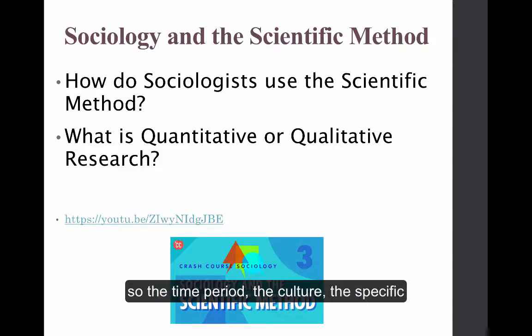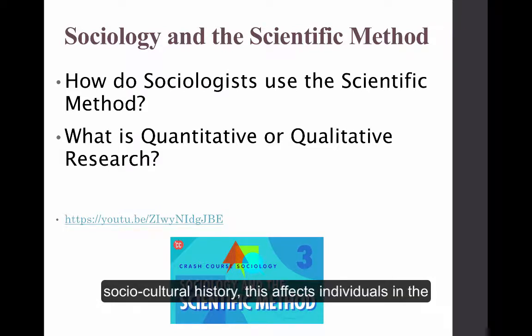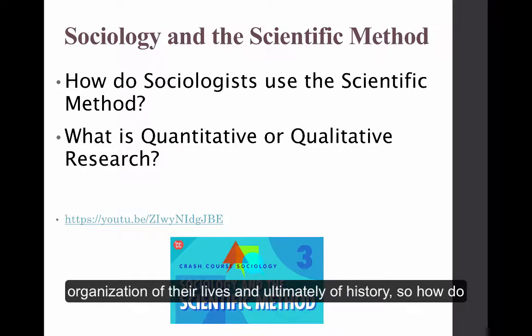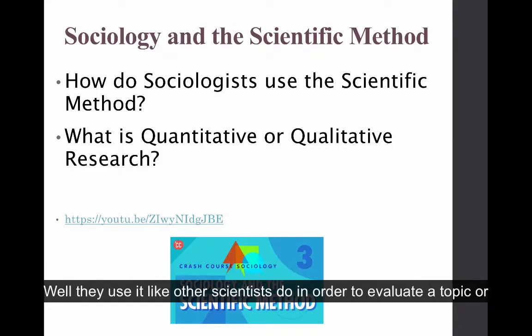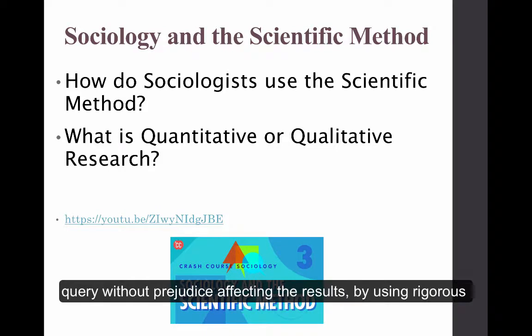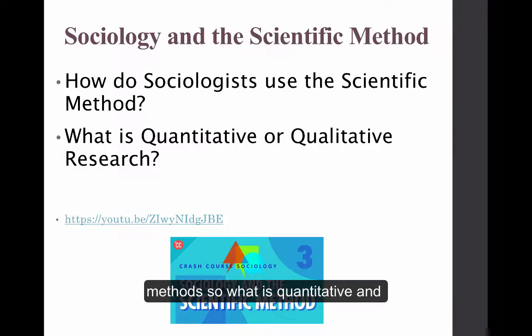So the time period, the culture, the specific sociocultural history, this affects individuals in the organization of their lives and ultimately of history. So how do sociologists use a scientific method, right? How are they actually studying the social world? Well, they use it like other scientists do, right? In order to evaluate a topic or query without prejudice affecting the results by using rigorous methods.